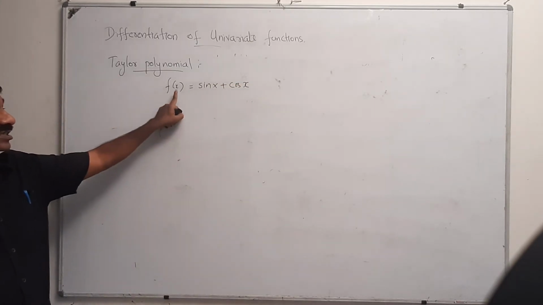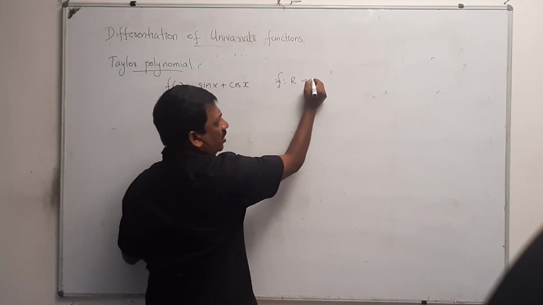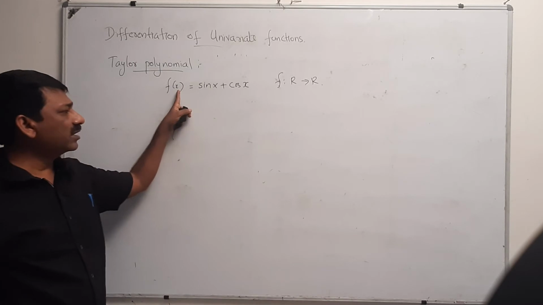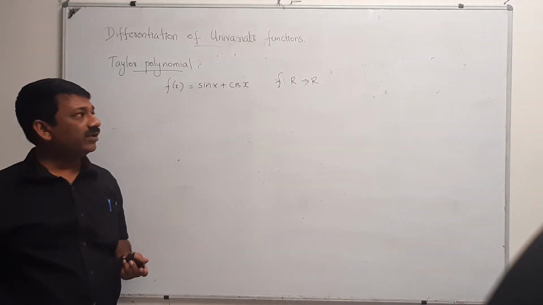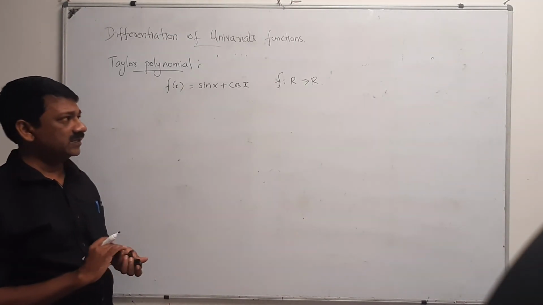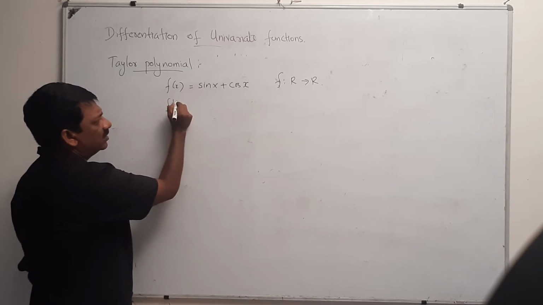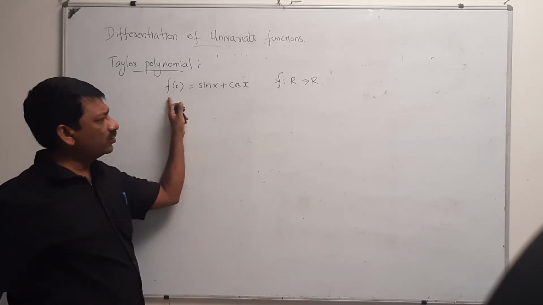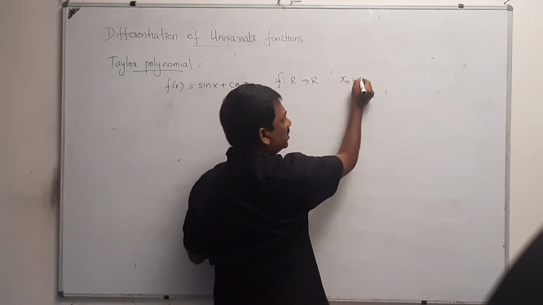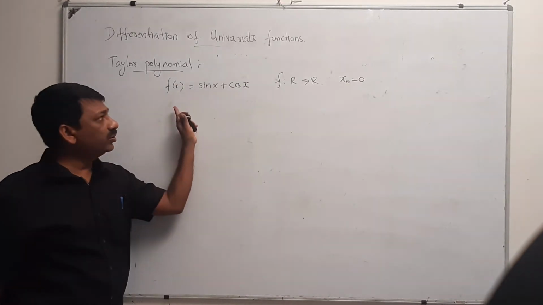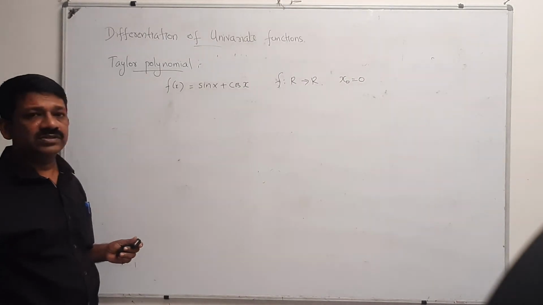That means f is a function from R to R. Any real number you can take, and we can evaluate the value of sin x plus cos x. See, what is f of x? What is f dash of x? Now I am going to develop this with respect to the point x0 is equal to 0. Now I am going to find the expansion with respect to the point x0 is equal to 0.